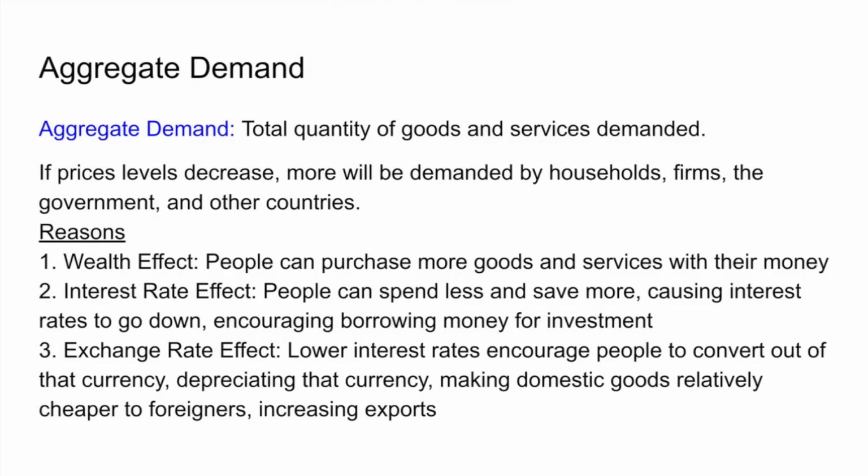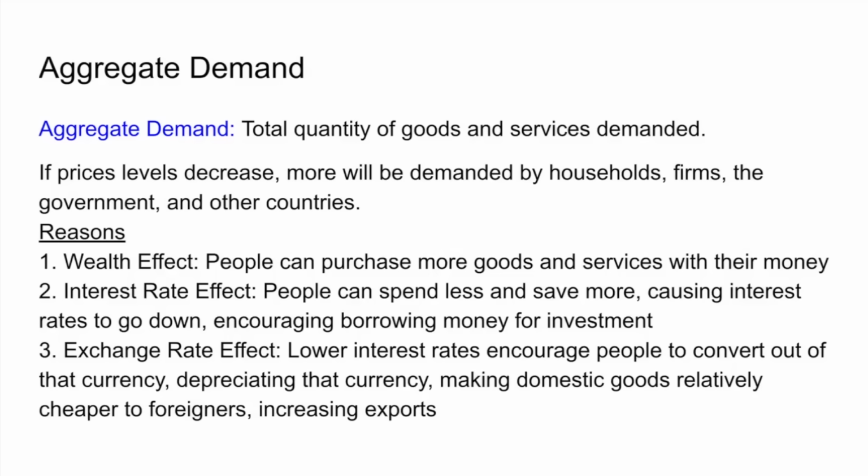The wealth effect is that people can purchase more goods and services with their money. So for example, if the average price level just halved overnight, then with your money, you could purchase twice as much as you could previously. So you would demand more. The interest rate effect. So if price levels went down, then people don't have to spend as much money, so they could save more money. And you'll see in Unit 4 that saving more would cause interest rates to go down, which encourages borrowing money for investment. And investment is part of aggregate demand. Again, you'll understand this better when we get into Unit 4.